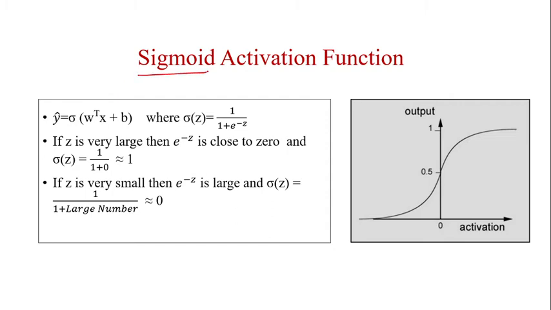So first is the sigmoid, right? In this sigmoid activation function, we have y cap equal to sigmoid of W transpose X plus B. Now what is this sigmoid function? The sigmoid function is 1 upon 1 plus e to the power minus z. Now let's look at this graphically. You will pass any value of x, and the value of the sigmoid will be between 0 and 1.